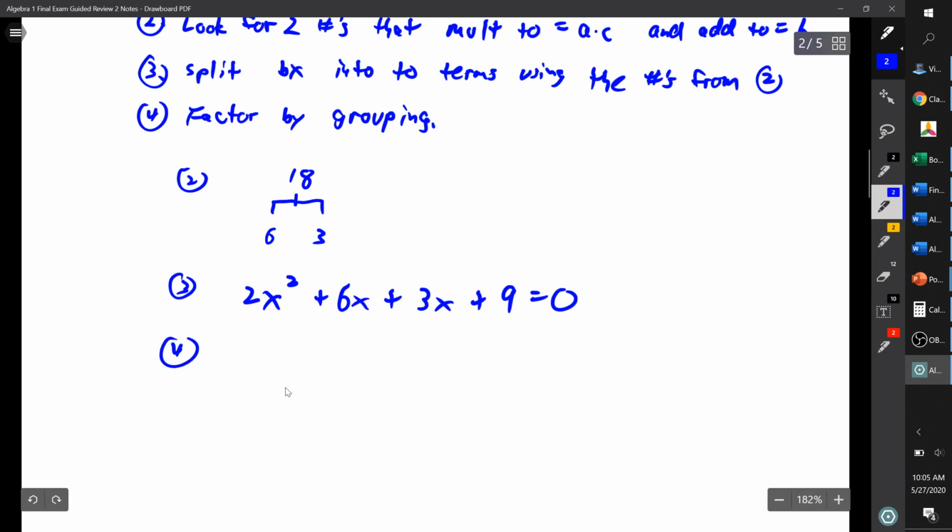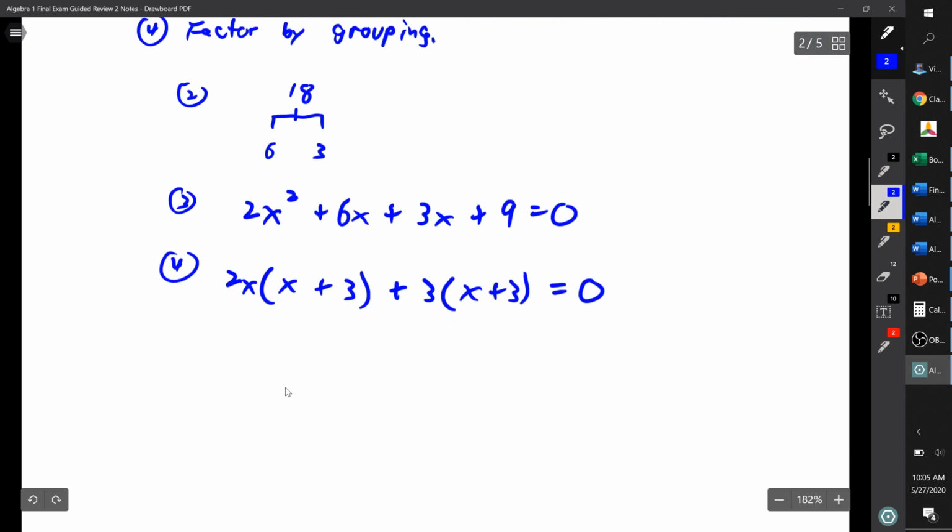So factor by grouping, I'm going to take the first two terms, see what they have in common. They have a 2x in common. So I'm going to factor out a 2x. I get 2x times, when I factor a 2x out of the first term, I'm left with just an x. When I factor a 2x out of the second term, I'm left with just a plus 3. And then what do my last two terms have in common? They have a 3 in common. So plus 3 times x plus 3 is what I'm left with, and I still have this equals 0.